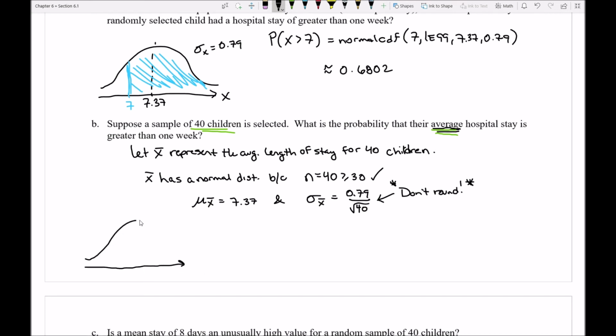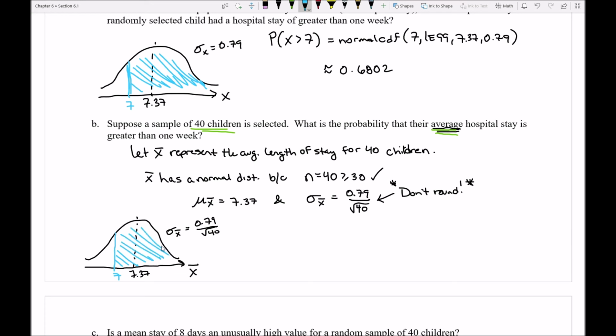I'm going to draw a picture here now of this distribution. Notice though my variable's different. I have x bar. I'm going to put x bars on my number line now. So I want to know, what's my average x bar? Oh, I have that. It's still 7.37. Notice though that my standard deviation is different now. It's now 0.79 divided by square root 40, and I'm not going to round that. I still want to know, what are the chances that this average comes out greater than 1 week. So I'm still going 7 days and higher.